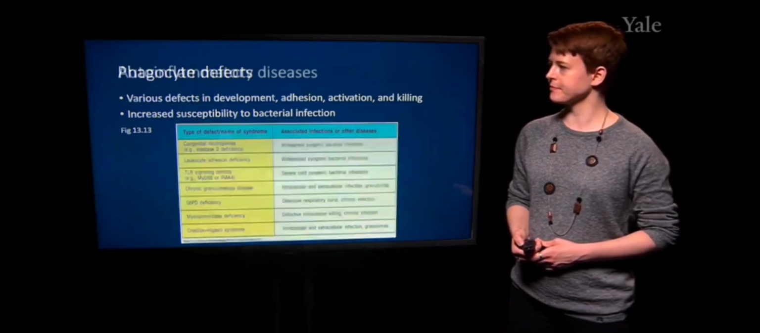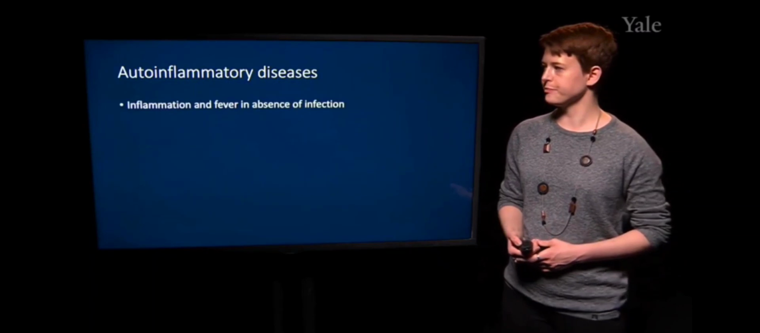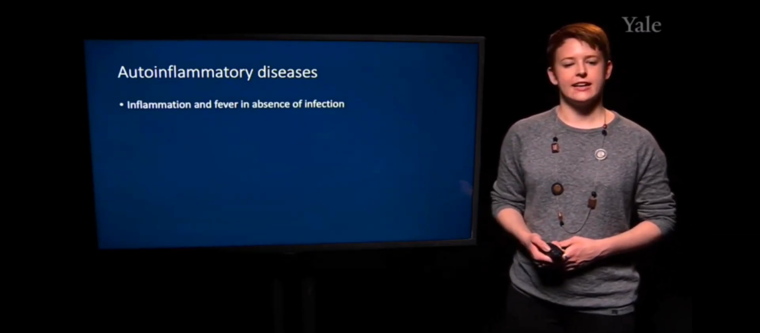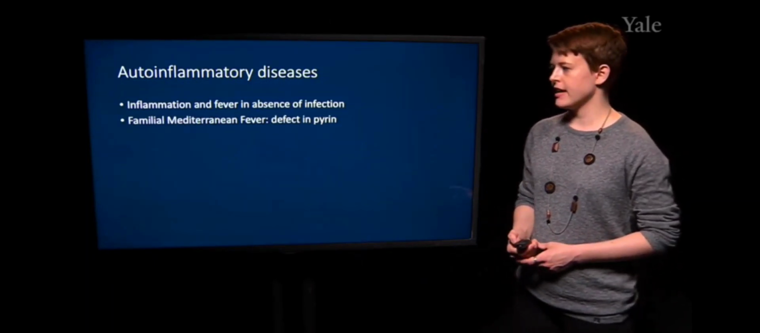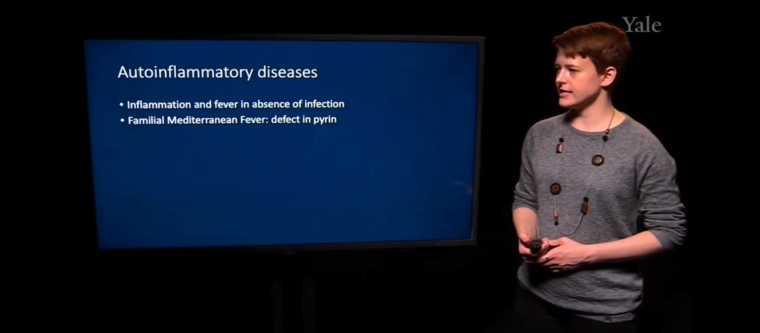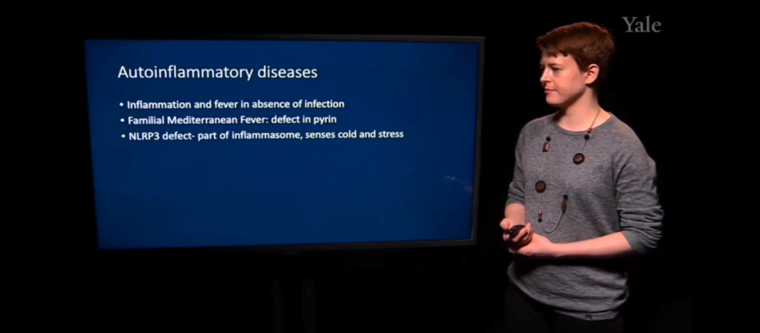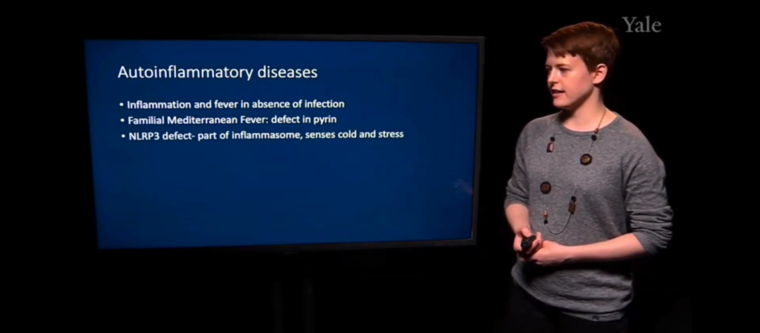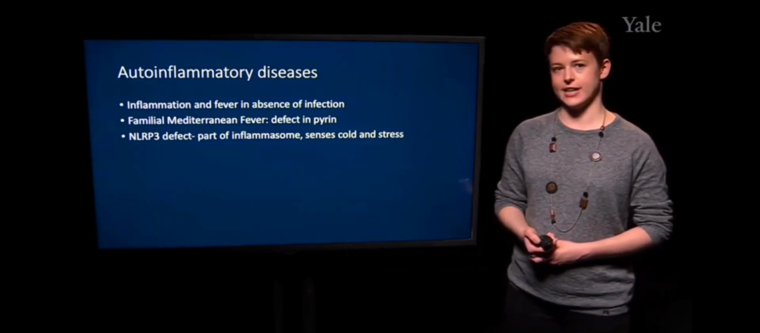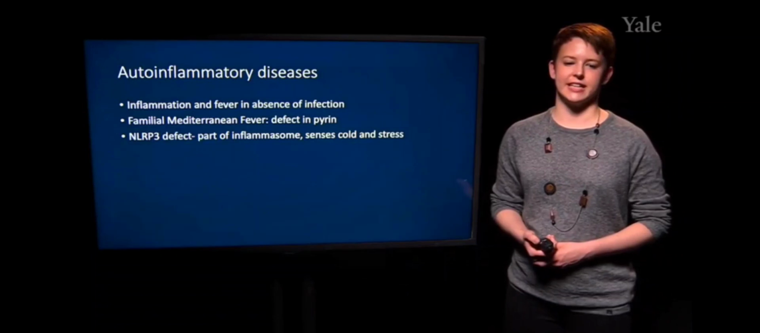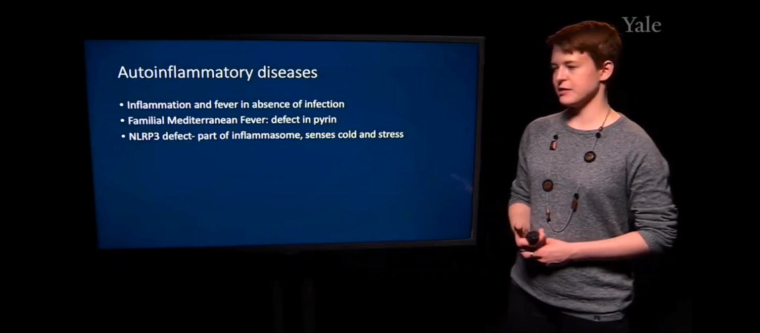There's also a small group of autoinflammatory diseases, and this is actually inflammation and fever in the absence of an infection. One of these examples is a disease called familial Mediterranean fever, and this is a defect in pyrin. We also see NLRP3 defects, and this is part of the inflammasome, which responds to cold and stress. So these two defects have really helped scientists understand fevers and stress.